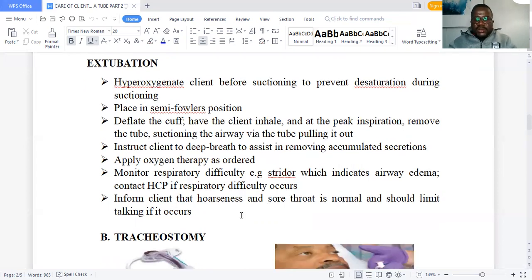Inform the client that hoarseness or sore throat is normal. When you remove the tube, the airway is irritated and the voice might not be very clear, and the patient might feel some sore throat. Inform the client that they will experience this for a few hours and it is normal. It shouldn't be a big issue, okay? You have to educate the patient about that.